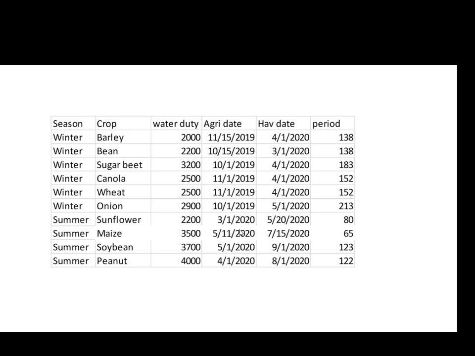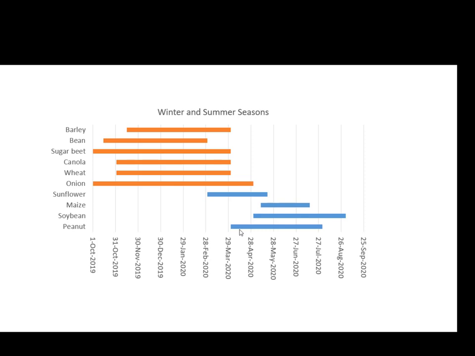The other section is to use the proper graph. This is data for the irrigation seasons for winter and summer, showing the irrigation date, the agriculture date, and the harvest date. And we wanted to present this in a proper way, or this is my suggestion at least. Therefore, I used a stacked bar chart and moved the lower part to see very clearly the duration of each crop and whether it is summer or winter.